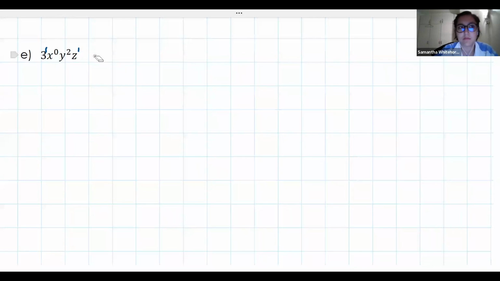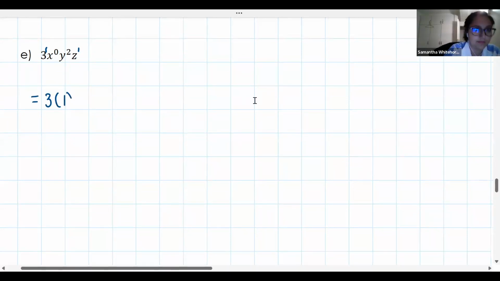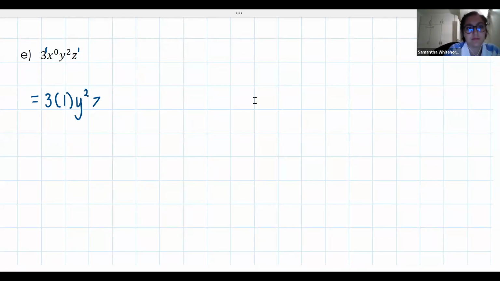Then I said x to the power of 0 is 1. So I said 3 times 1 times y to the power of 2 times z to the power of 1. And it's 3 times y to the power of 2 times z. Good. I mean, Z. Excellent. Well, that's Z. Perfect. Right, very nice.